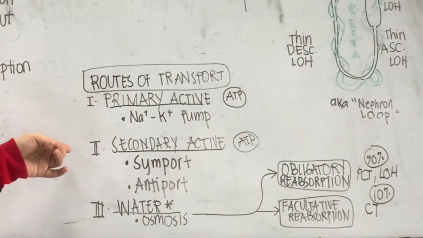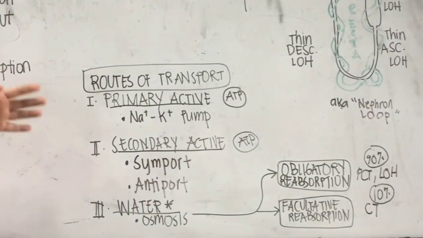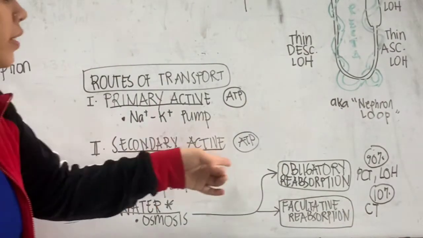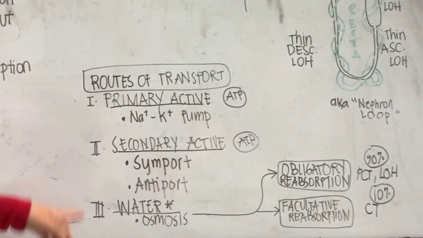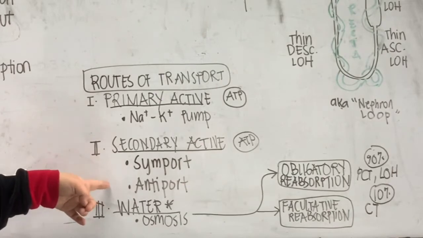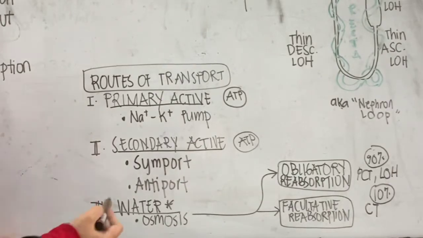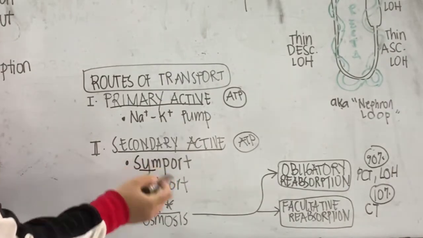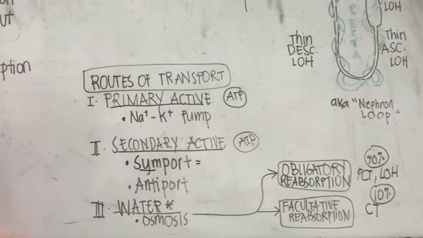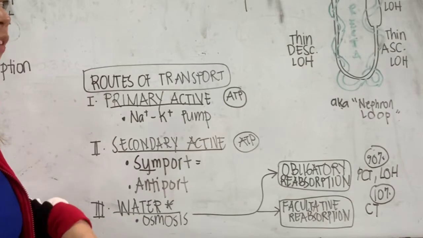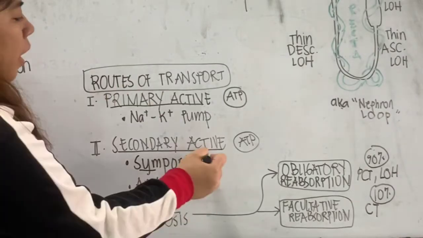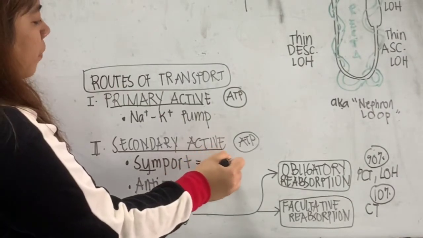Next, you have your secondary active types of transport. Instead of immediately utilizing the ATP, it stores it first before it can use the ATP. So you have two types: you have your symport and antiport. Simply put, when you say symport, the same. This allows one or more substances to move in the same direction. They may move into the nephron or out of it, but the direction is the same.